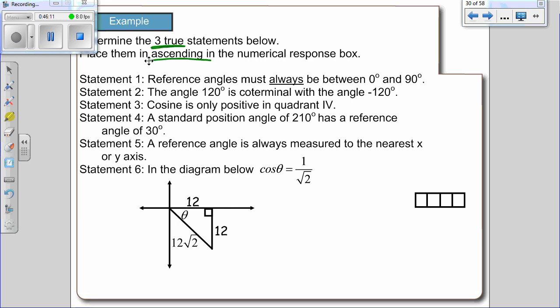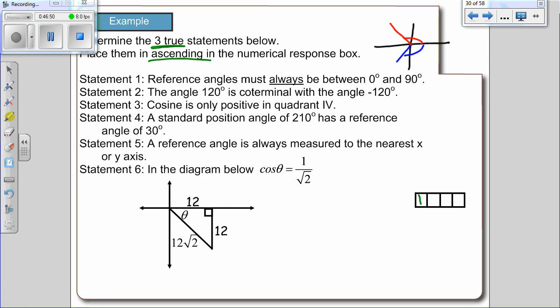Statement 2. The angle 120 is coterminal with negative 120. If we draw that out, 120 would go here, negative 120 would go there. Coterminal means the angle gets you to the same terminal arm. Those angles did not get me to the same terminal arm. That's 120, that's negative 120. So that means that's false. Not correct.